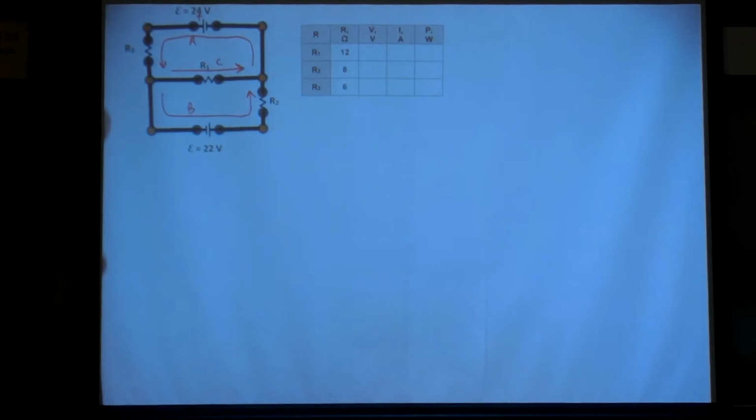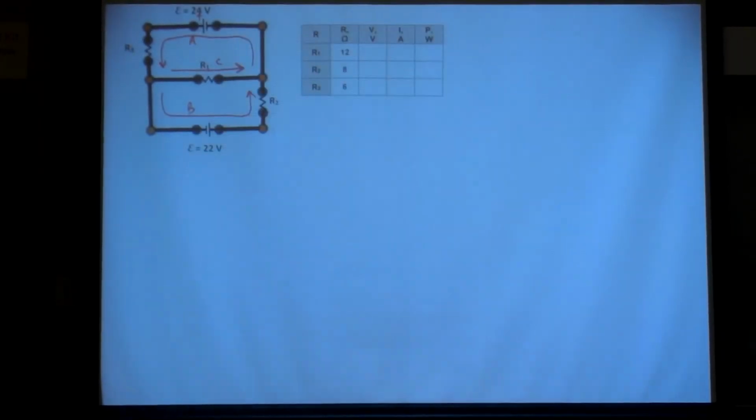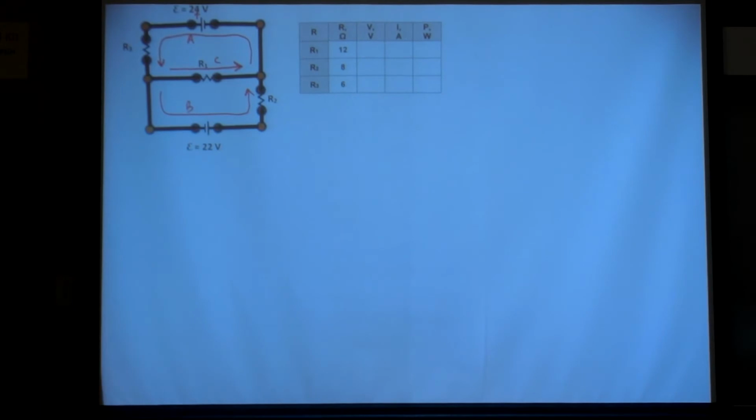Now, if we make the wrong assumption when we're solving for our currents, we'll end up with a negative value. If you end up with a negative value for your current, all that means is that the current was actually going the other direction, that you assumed the wrong direction. But we're going to do this the same way. We're going to write our loop equations.